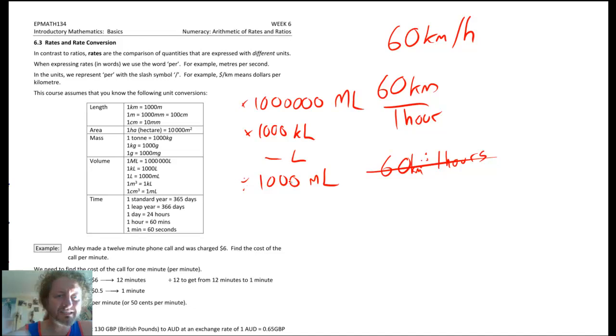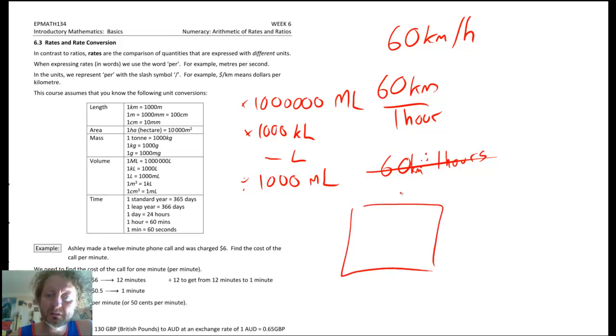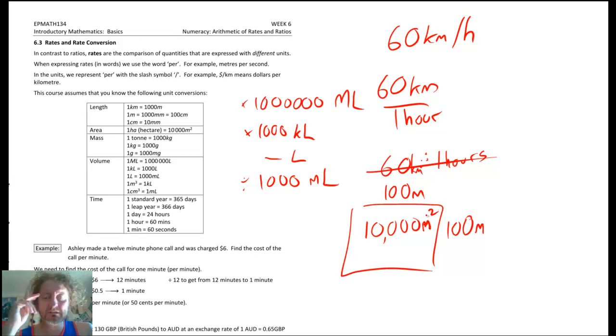A hectare. Seems odd that it's 10,000. Everything normally leaps in thousands, but a hectare is defined as a paddock, a field, a lot of land that's 100 metres by 100 metres. And if I multiply 100 by 100, it's 1 by 1 is 1 with 4 zeros. Hence, that's where the 10,000 comes from. So I don't necessarily memorise a hectare as being 10,000 metres squared. I memorise it being a 100 by 100 field, but it's the same thing.